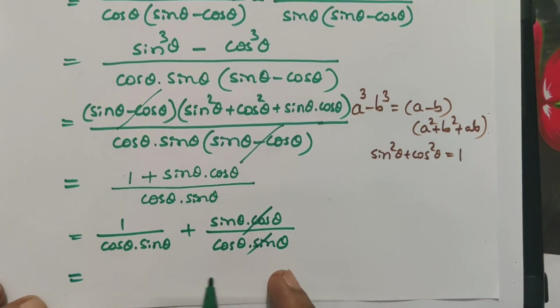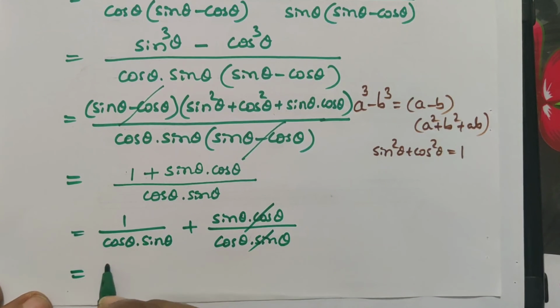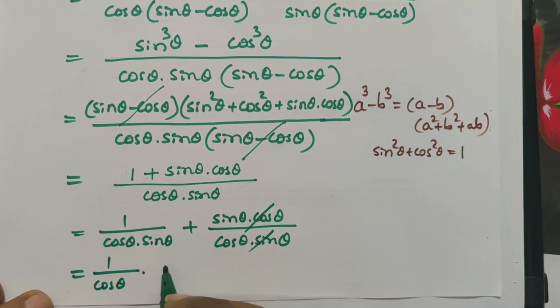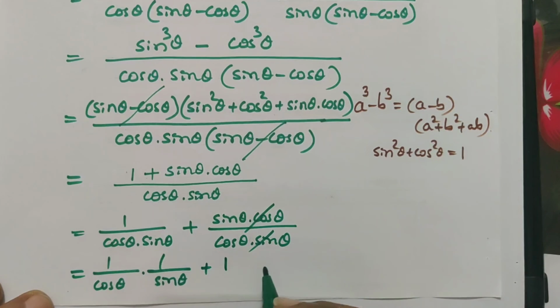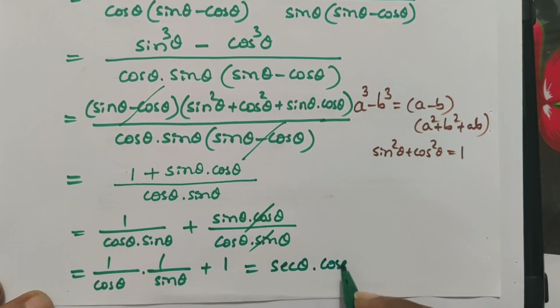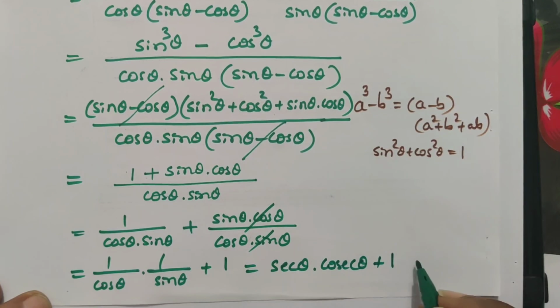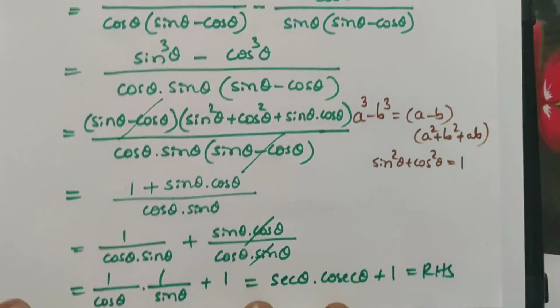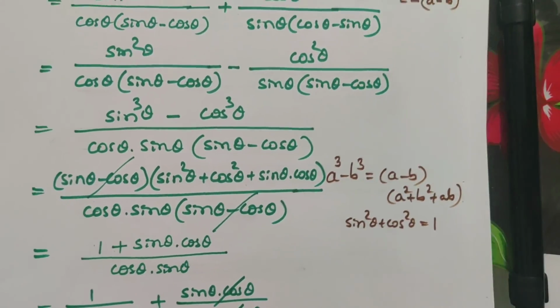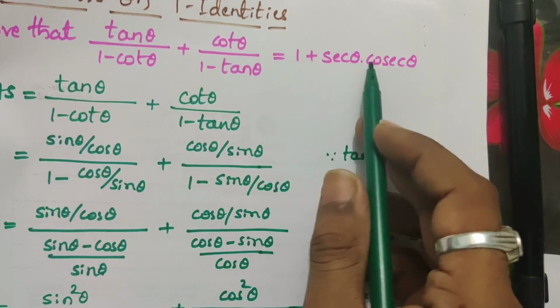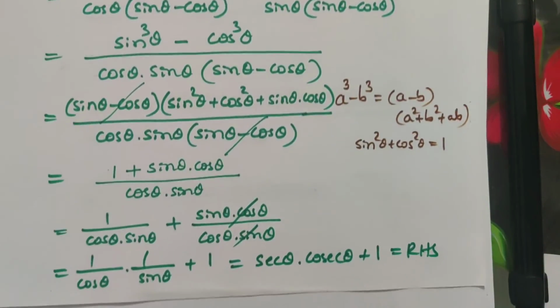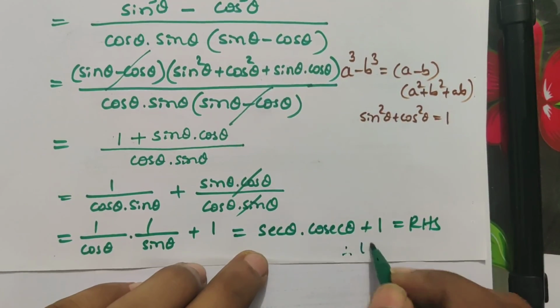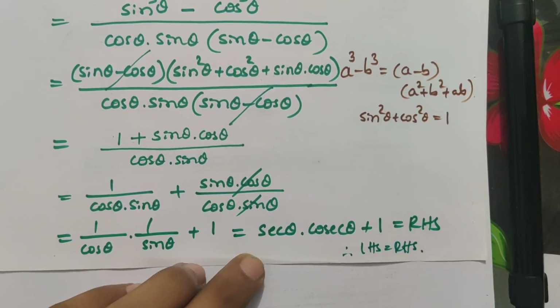So you are left with 1 by cos theta, 1 by sin theta, you can separate it, plus 1. This is after cancellation, it is plus 1. This is going to be 1 by cos is nothing but sec theta, 1 by sin is nothing but cosec theta, and plus 1. So this is your RHS. If you check, sec cosec plus 1, and here 1 plus sec cosec, so one and the same. So therefore we have shown LHS is equal to RHS.